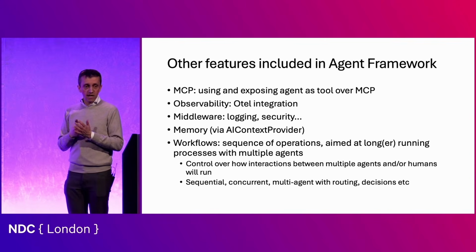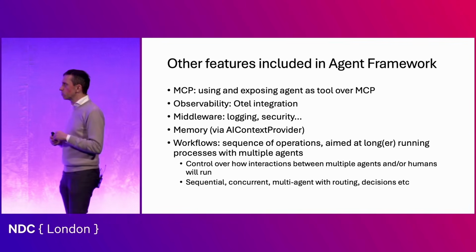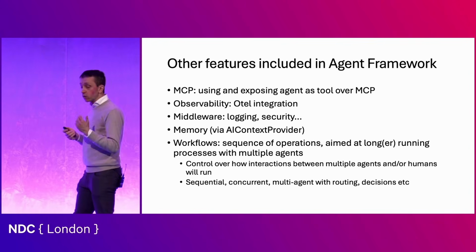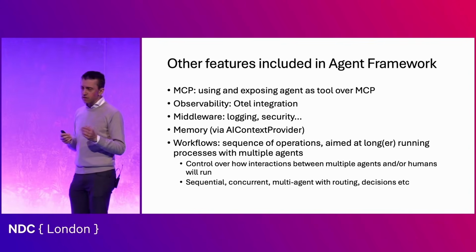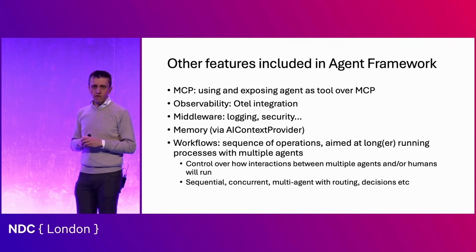Other things it can do, it has support for MCP, better than Semantic Kernel. Plus, it can also expose an agent as an MCP tool. That's also something that Semantic Kernel, as far as I know, can't do. It has support for OTel. It has support for middleware. Semantic Kernel also had that. Memory, like I said, is also supported.